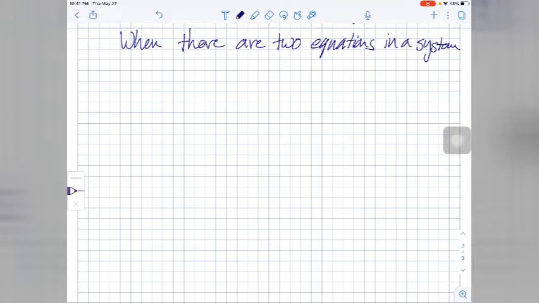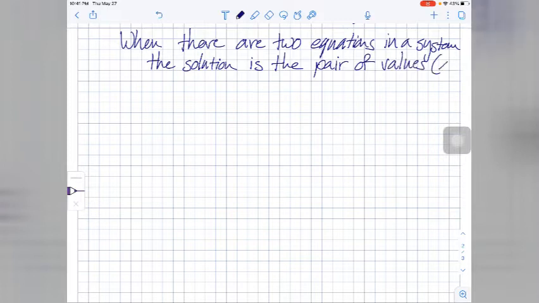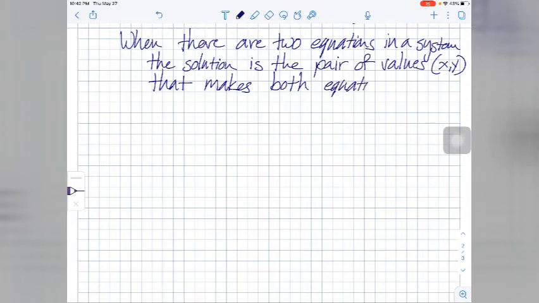So when there are two equations in a system, the solution is the pair of values that makes both equations true. The solution is the pair of values. That's like the x and the y values that make both equations true.